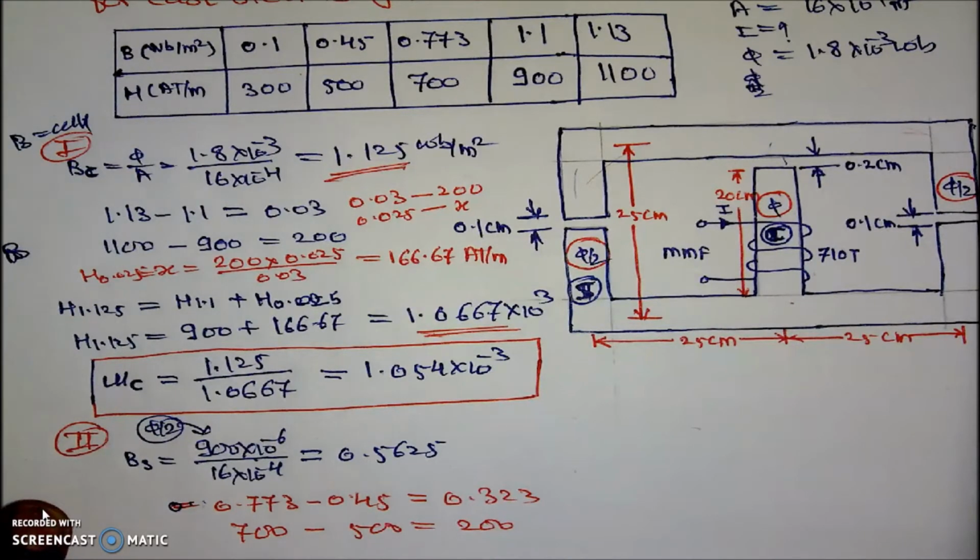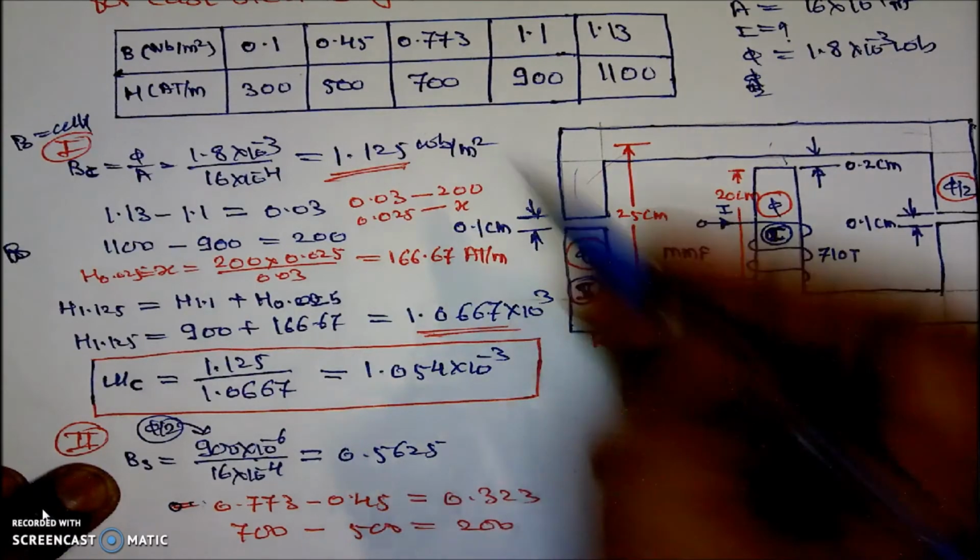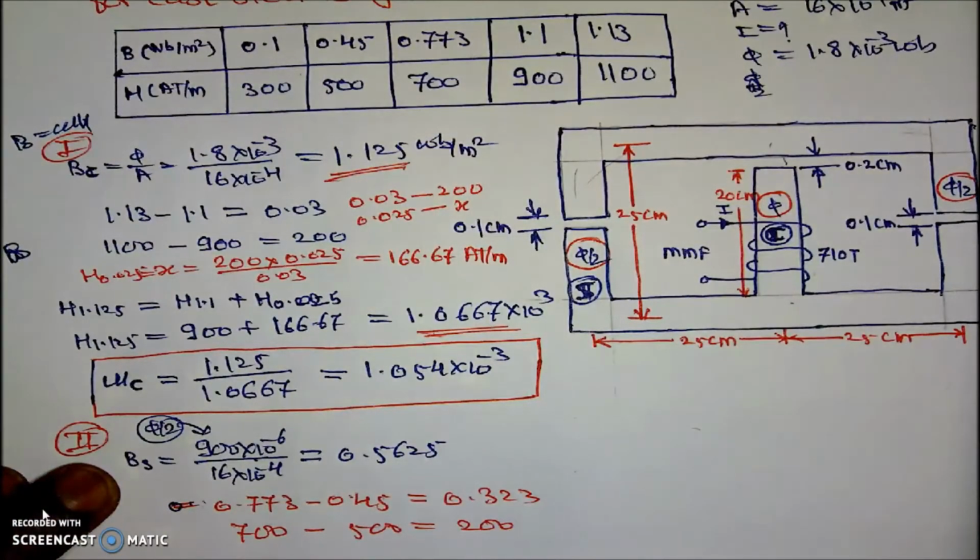Now what we want, I will keep some space here. In this case, what we need is H at this value, 0.5625. H at 0.5625 is available at H at 0.45, plus how much additional value do we need? An additional value of 0.1125 we need.